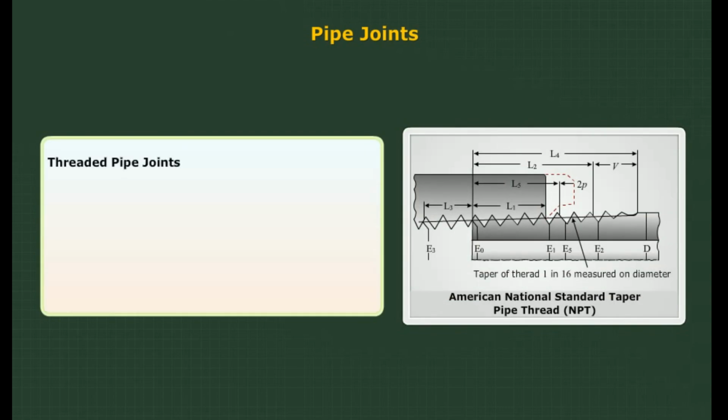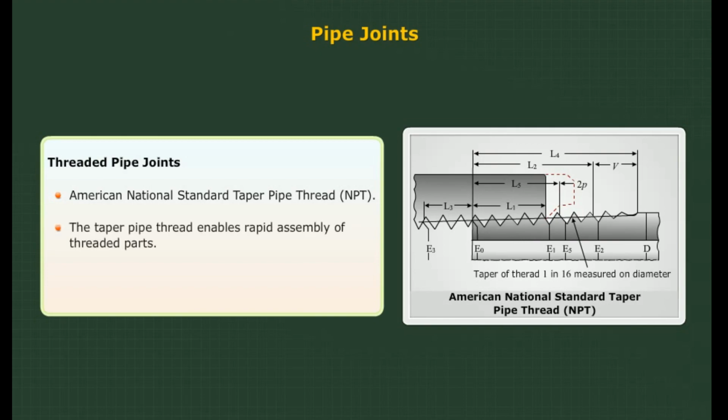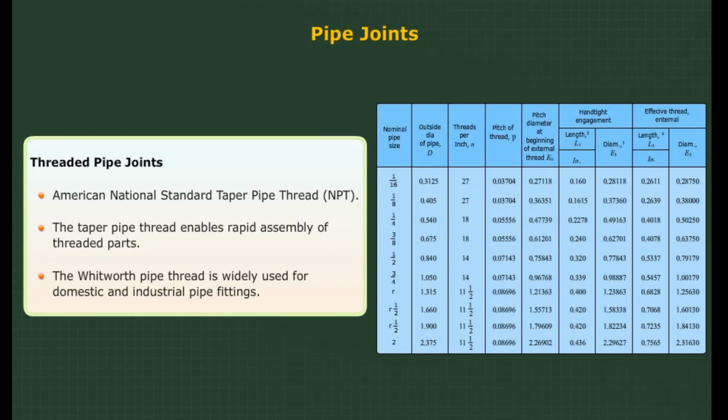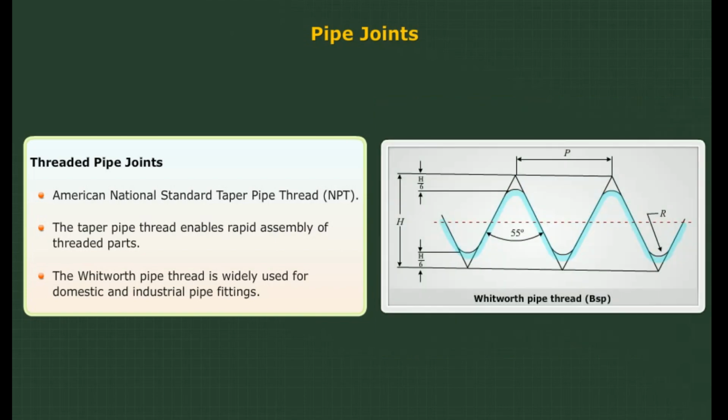Pipe joints. Threaded pipe joints. American National Standard Taper Pipe Thread, NPT. The taper pipe thread enables rapid assembly of threaded parts. The Whitworth pipe thread is widely used for domestic and industrial pipe fittings.